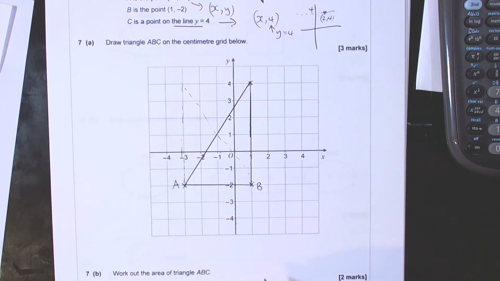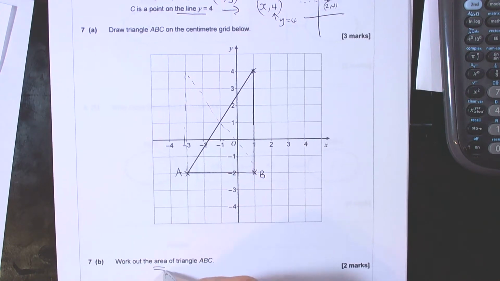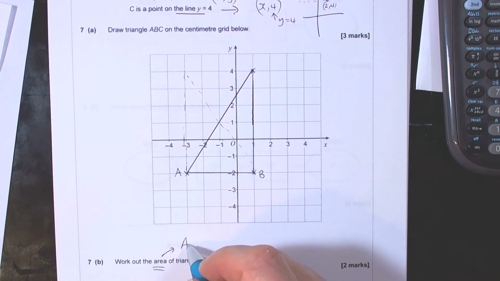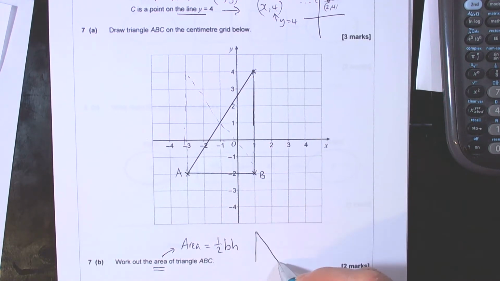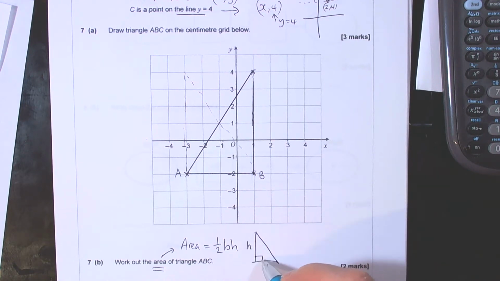Okay, the question then goes on and it wants us to work out the area of the triangle. So again, underline what's important and what's it telling us? It's telling us about the area of a triangle, so we should be thinking of the formula. So area equals 1/2 times the base times the perpendicular height, and we should have a picture in mind that reminds us that the base length and the height are measured at right angles to each other.